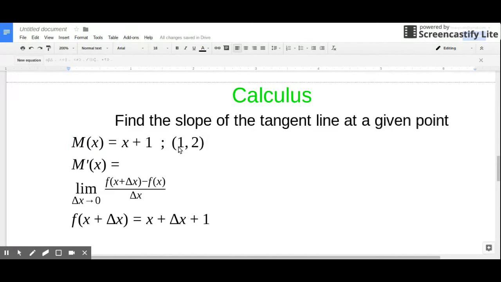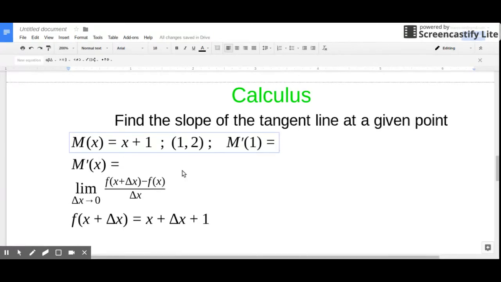Okay. All right. So we're going to need to know that. We're going to be wanting to find, we got to find m prime of x first. And once we find m prime of x, then we're going to be looking for m prime of 1. This is what we're really after right here. I should probably write that down here.